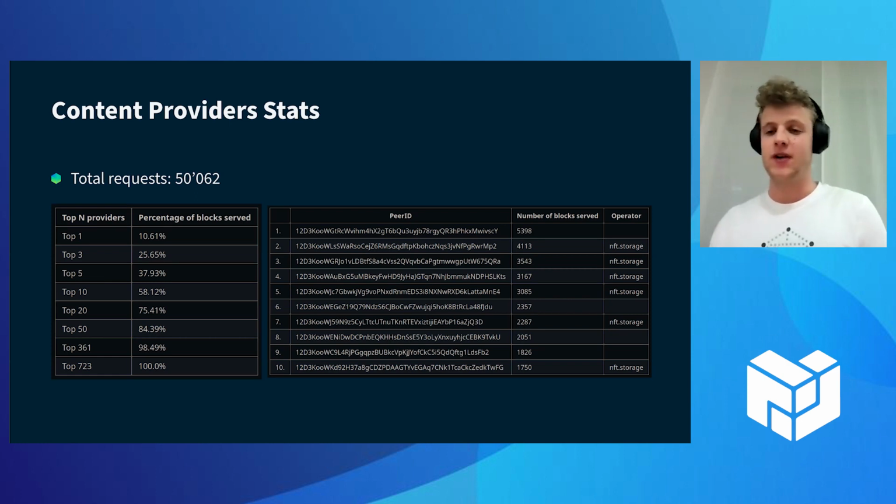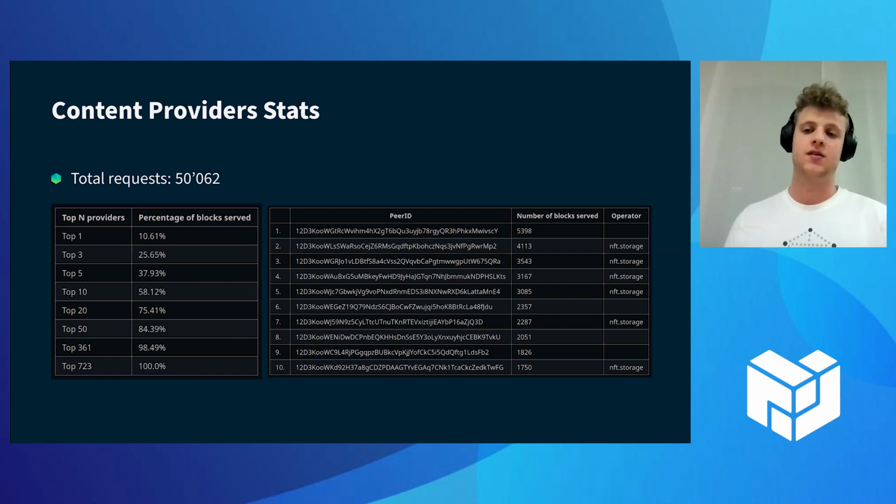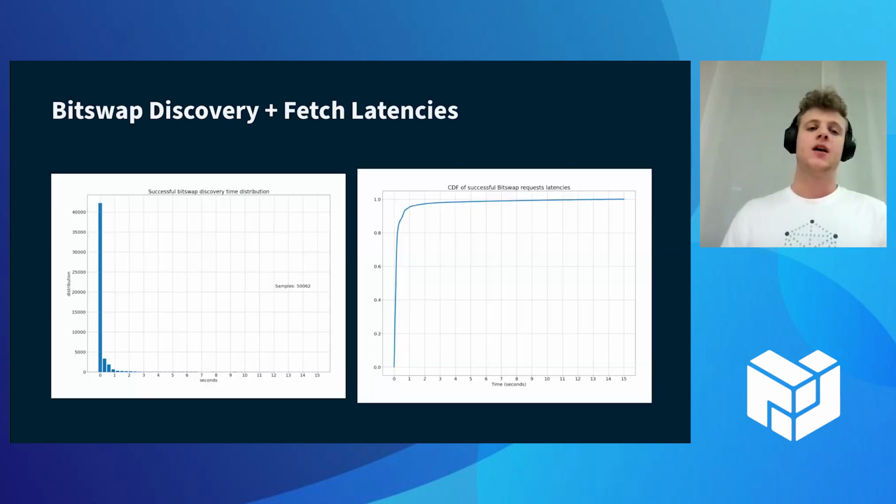We can see on the right that the top 10 peers really provide a lot of CIDs, and a lot of them are operated by NFT.storage. So that represents a big share of all the IPFS traffic. Now we're going to look at the latencies.